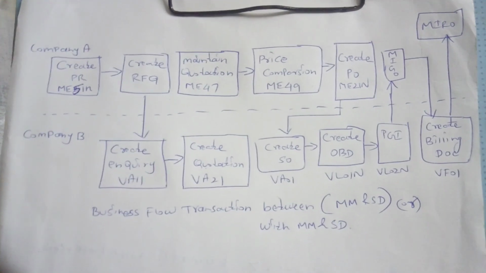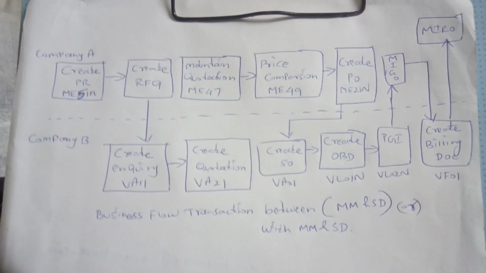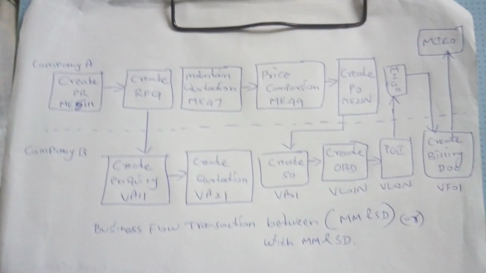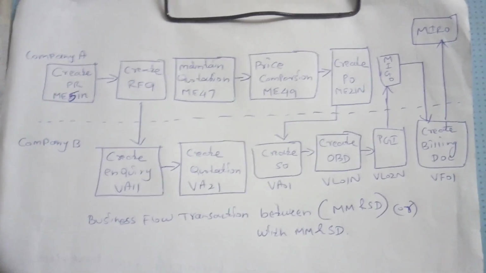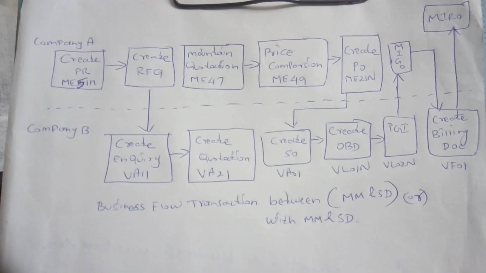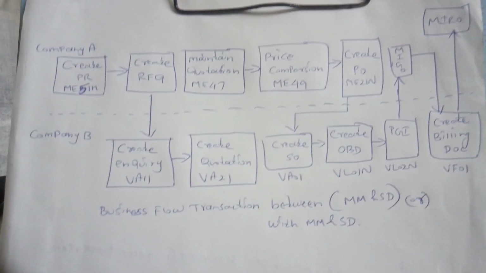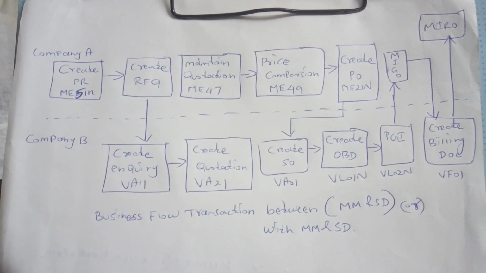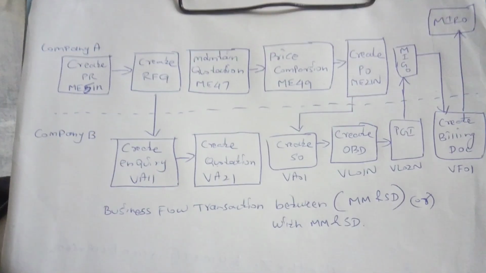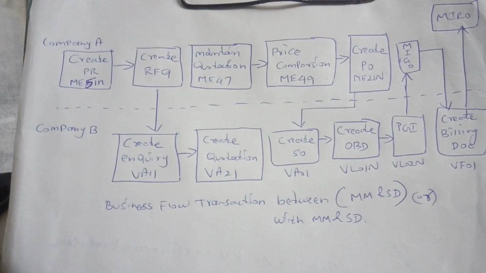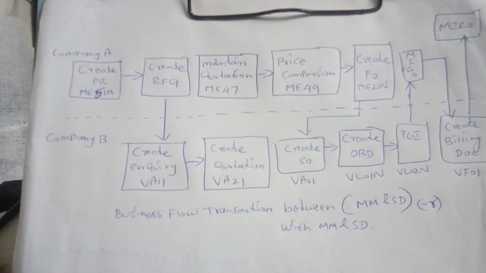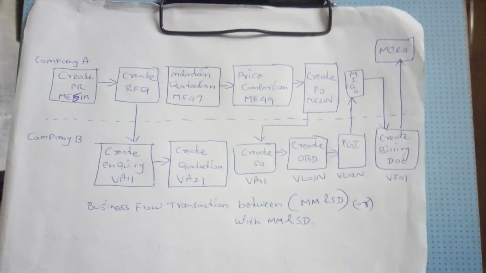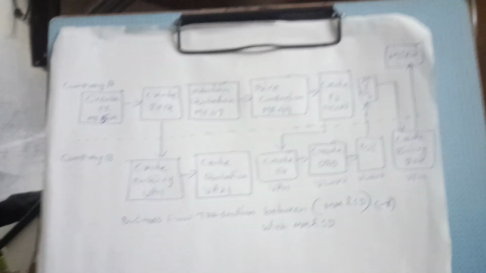Once the goods receipt is done, he can print the GR document and give it to company B, who will in turn send it on. So this is the interlinking between company A and company B. After receiving the GR document, the finance team person of company B will create a billing document. This goods receipt document will serve as proof of receipt in company A.